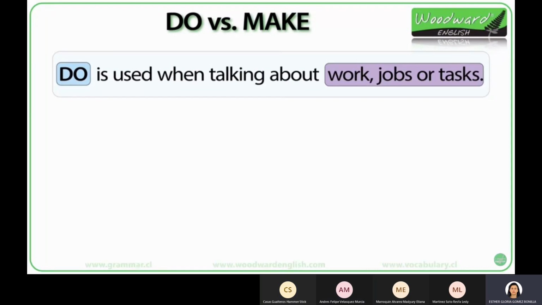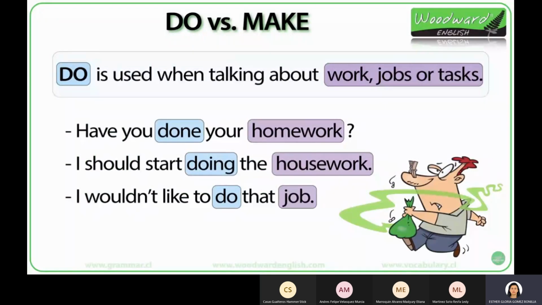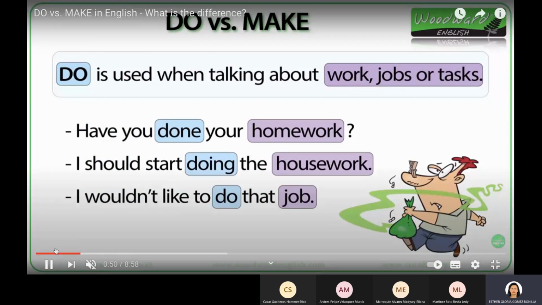So I am going to let you know what is the difference between do and make. Do is used when talking about work, jobs, or tasks. For example, I recommend you take notes of some examples that I am going to give, because later in the exercise where we are going to test how much you learned, we will see how you do, okay? So, as I told you, do is used when talking about work, jobs, or tasks.